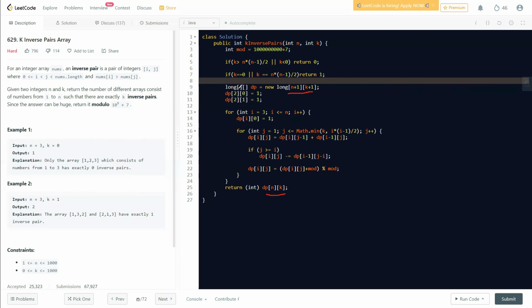And look carefully. For any inverse pairs, can it be possible when there is only one number? Not possible, right? If n is 1 or something like that, it's not possible. So n is at least 2. If it is 1, that's not possible, so we need at least two numbers for our n.